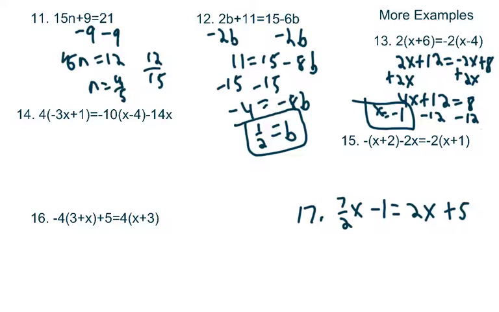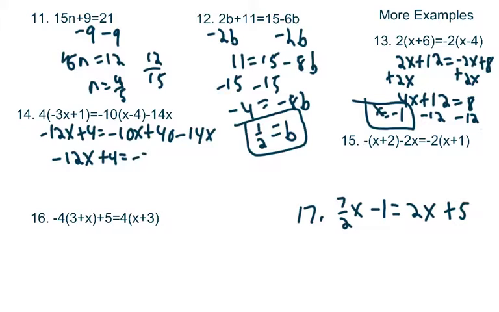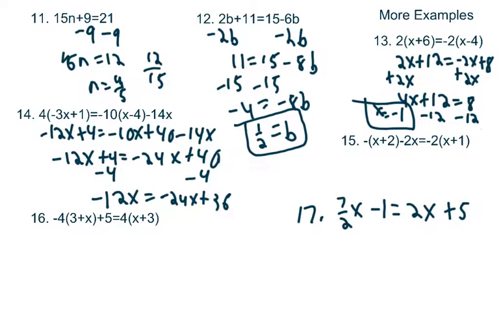Okay, let's distribute. Negative 12x plus 4 equals negative 10x plus 40 minus 14x. Let's combine like terms. Negative 12x plus 4 equals negative 24x plus 40. And then subtract by 4. Negative 12x equals negative 24x plus 36. Add both sides by 24x. That will be 12x equals 36. And this would be easy. Divide both sides by 12. X would equal 3.